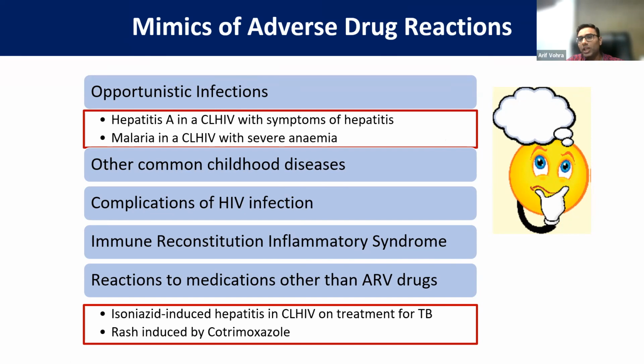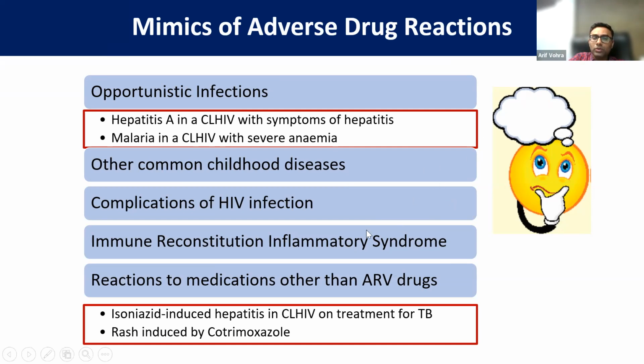Some infections too: a child has come with a rash, maybe because of measles, and you are attributing this to an adverse drug reaction. So common childhood diseases may also present like drug reactions in an ART patient.